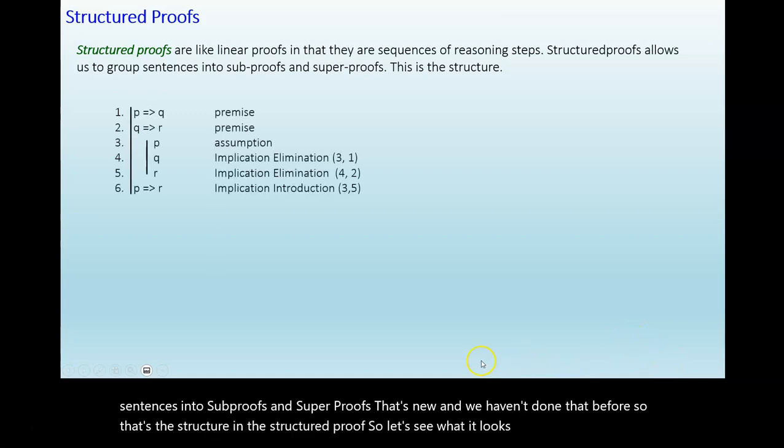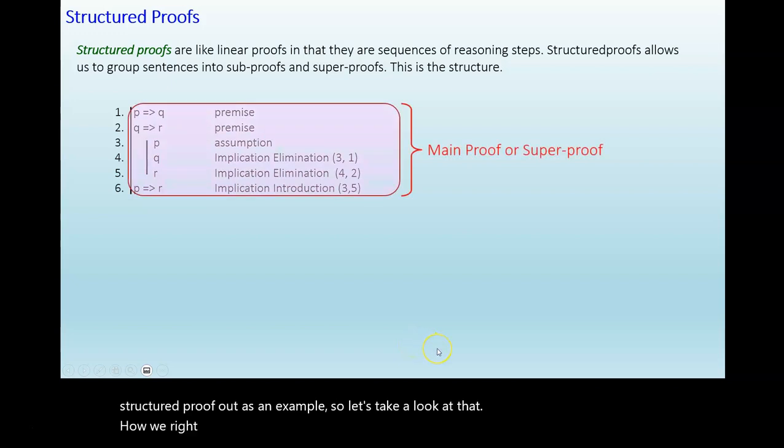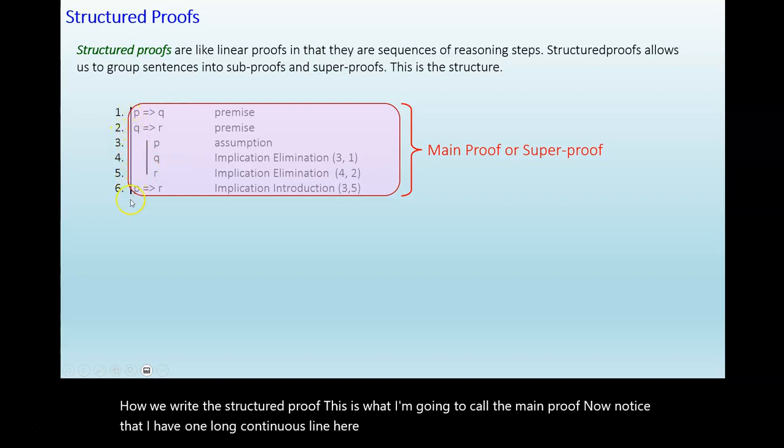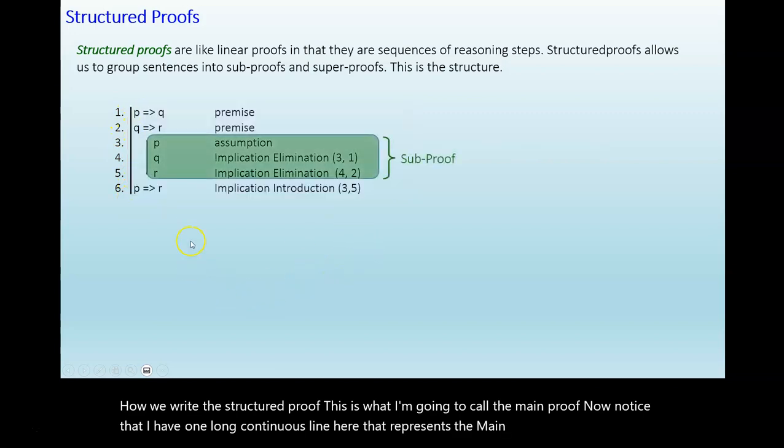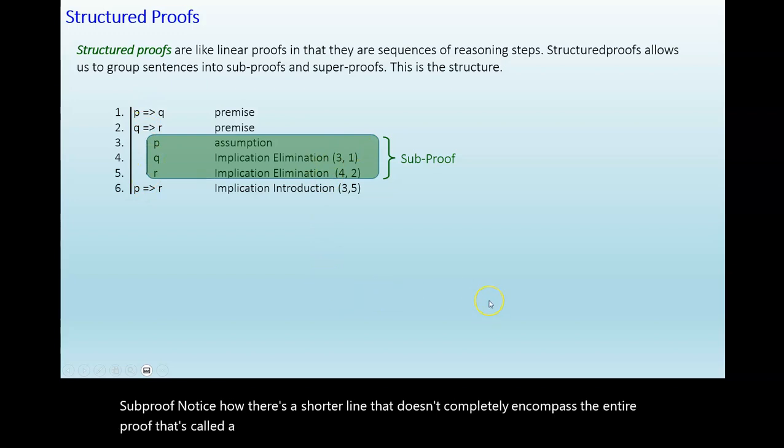Here I have written a structured proof out as an example. So let's take a look at how we write the structured proof. This is what I'm going to call the main proof. Now notice that I have one long continuous line here. That represents the main proof. This is what I call the subproof. Notice how there's a shorter line that doesn't completely encompass the entire proof. That's called a subproof. Okay, just want to get the terminology down.